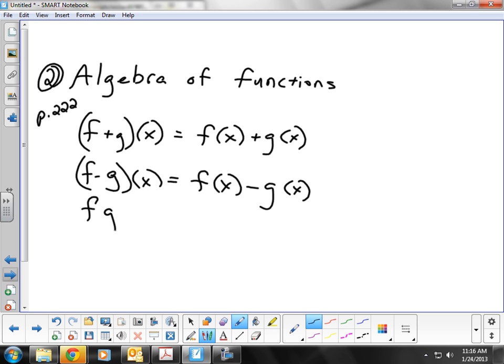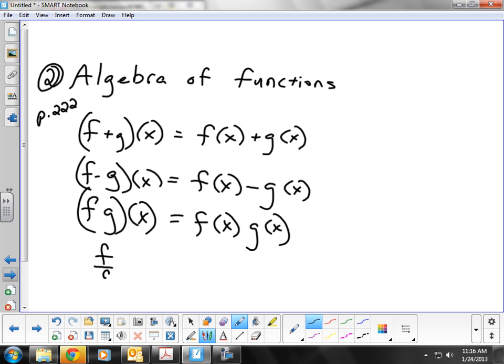F times g of x does not have a dot between it. Everybody hear what I just said? If they want you to multiply the functions together, there will be no dot between the two functions. That means f of x times g of x. Because we're going to do something in a minute that people get confused all the time. There is multiplication, but there will be no dot between it. No symbol between f and g if it means multiply them together. And then there's f divided by g of x, which just means f of x divided by g of x.